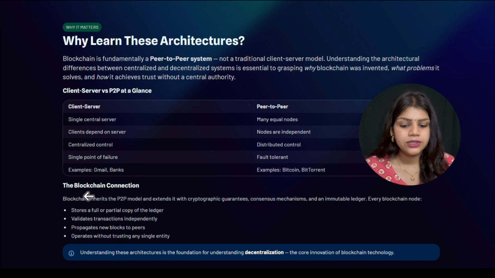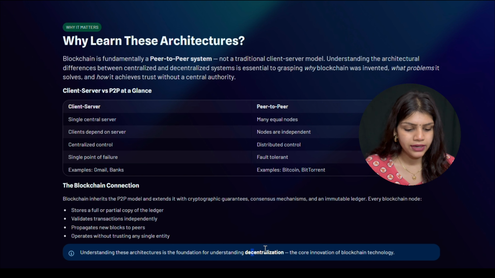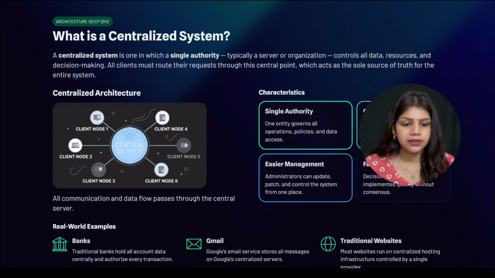Blockchain inherits the P2P model. That's the reason you have to understand what the peer-to-peer model is. A node stores a full or partial copy of the ledger, validates transactions independently, propagates new blocks to its peers, and operates without trusting any single authority. Understanding these architectures is the foundation of understanding decentralization. I hope you understood these things.